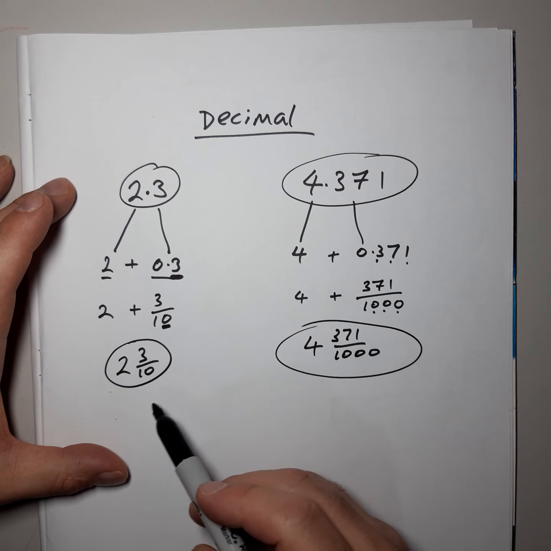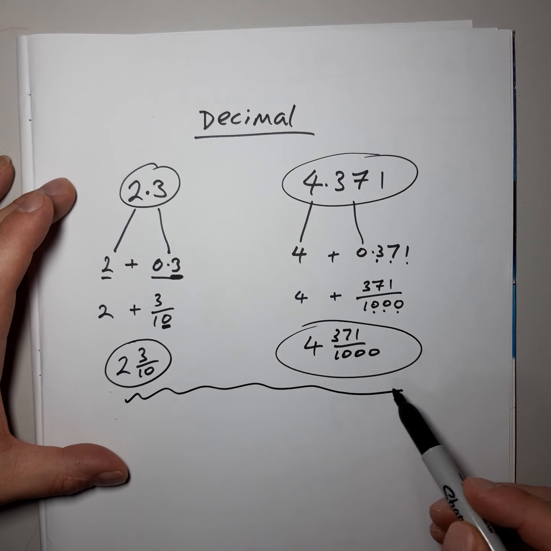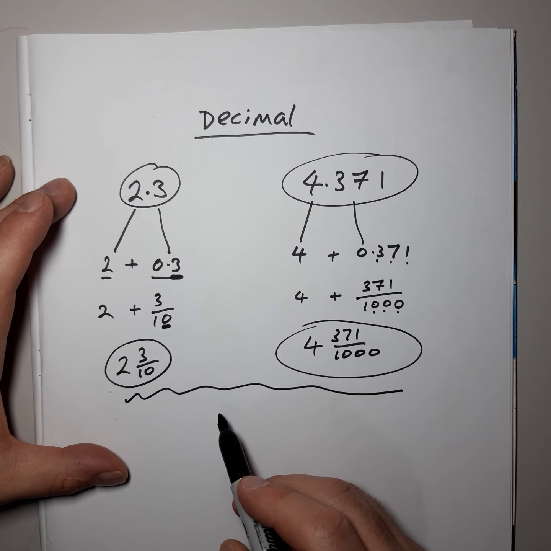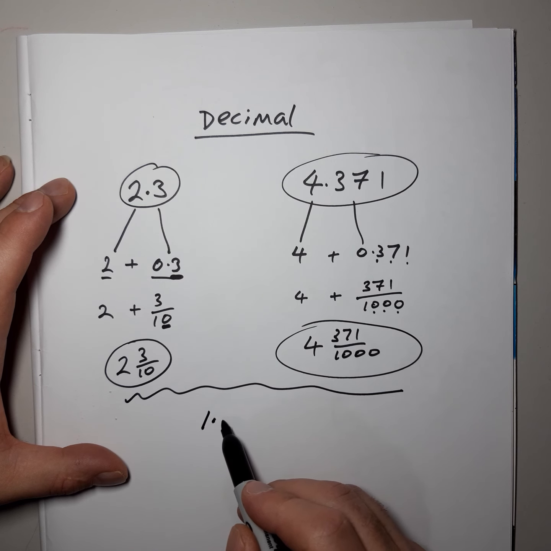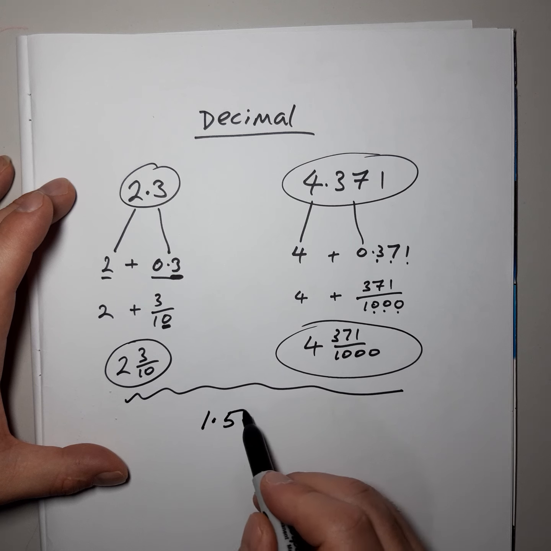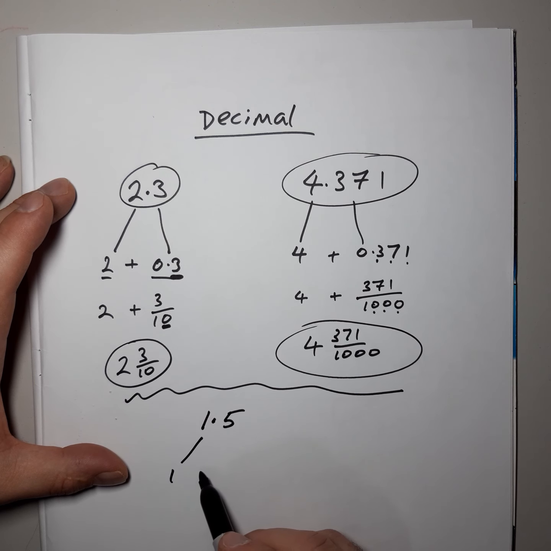Now, it's not always that straightforward though, because let's say you've got a decimal like 1.5, right? Obviously this is 1 plus 0.5. Now 0.5 is 5/10. But a lot of you are going to know that 0.5 also is a half.